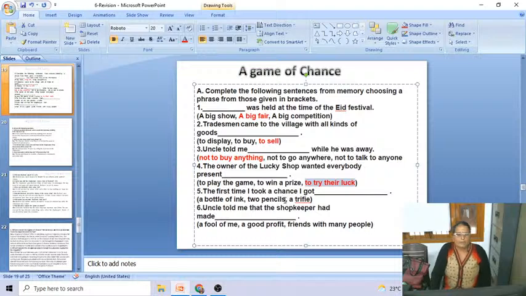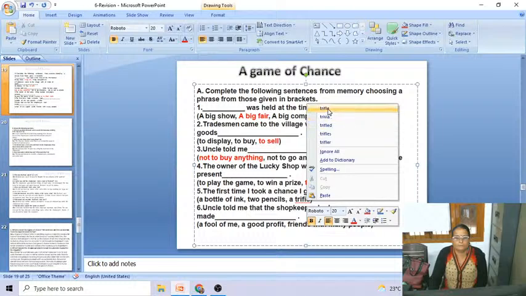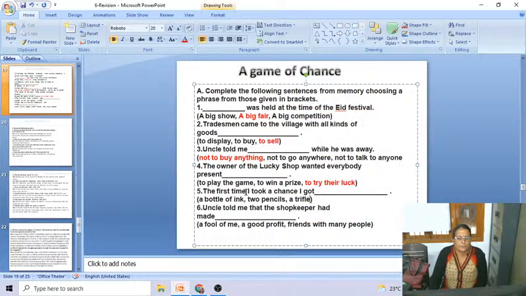Now, the first time I took a chance, I got dash: a bottle of ink, 2 pencils, a trifle. The first time I took a chance, I got dash, a bottle of ink, 2 pencils, a trifle. Somebody wrote a pencil, I think, right? It's 2 pencils, right? First he got 2 pencils, then he got a bottle of ink, right?